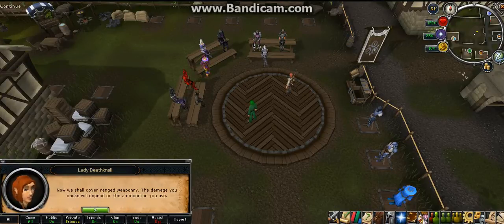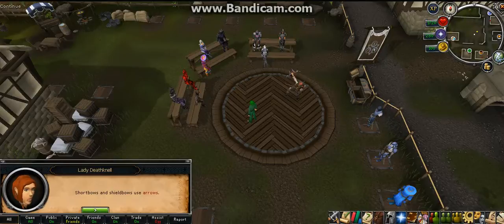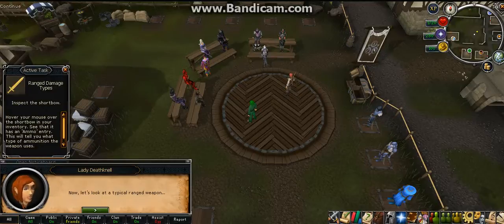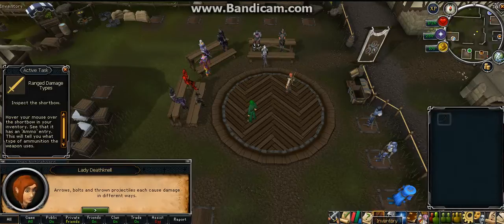Now we shall cover ranged weaponry. The damage you cause will depend on the ammunition you use. Short bows and shield bows use arrows. Pistol crossbows and heavy crossbows use bolts. Thrown weapons are a damage type in themselves. Now, let's look at a typical ranged weapon. Arrows, bolts, and thrown projectiles each cause damage in different ways.